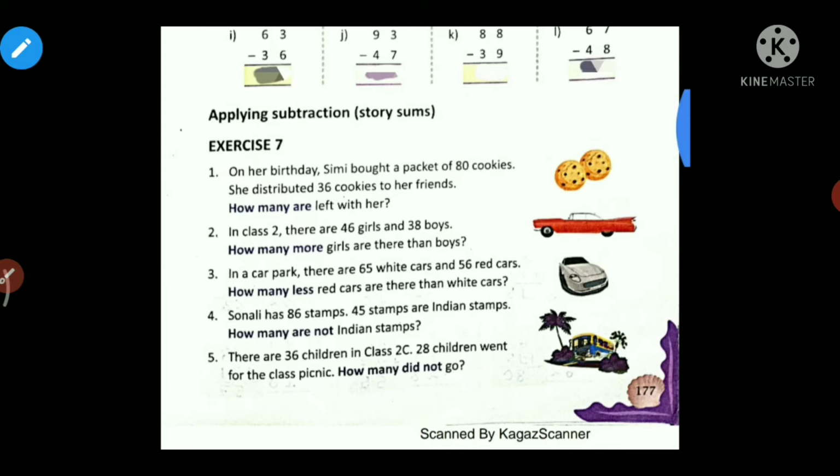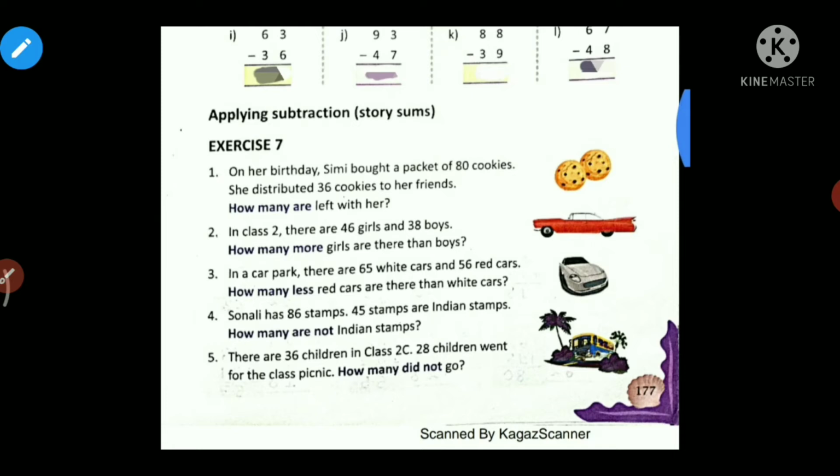Today we'll do some story sums. So now see exercise 7, first question. In this question, what is given? On her birthday, Simi bought a packet of 80 cookies. She distributed 36 cookies to her friends. How many are left with her?